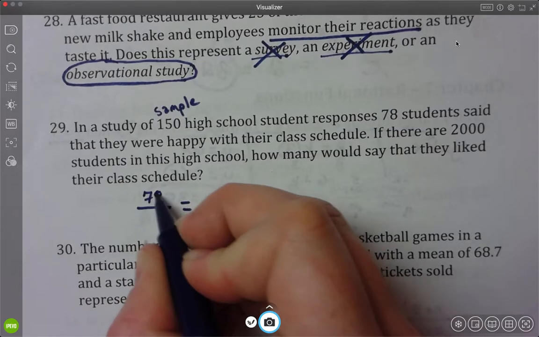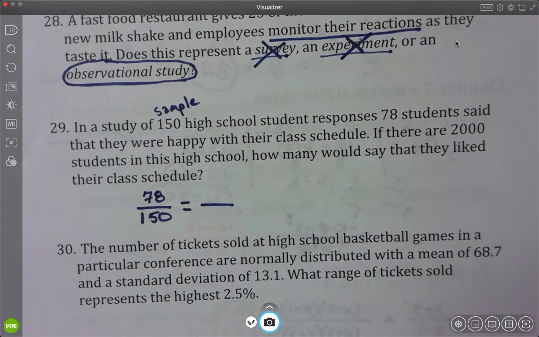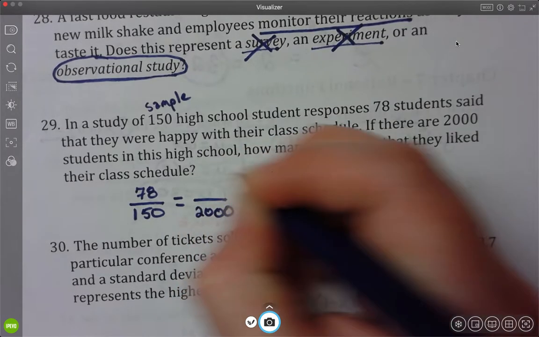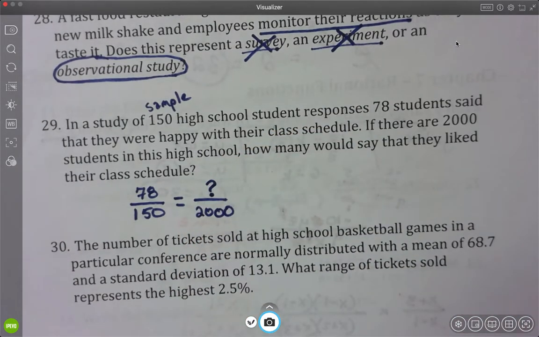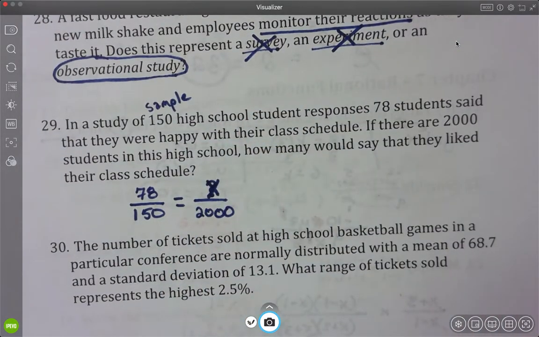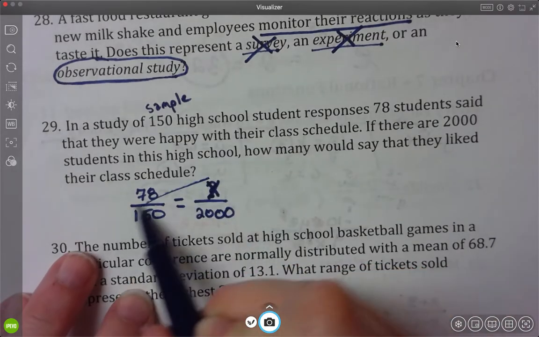We had 78 out of 150, and a way of writing that is 78 over 150. Okay, 2,000 is my total number, and I don't know how many students would have said they liked their class schedule. So we can call this guy X. And then from there, we just cross multiply and divide, okay?